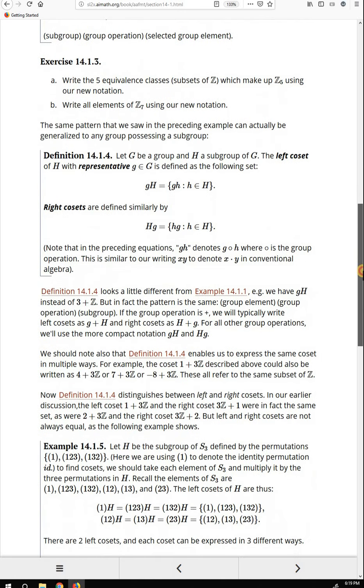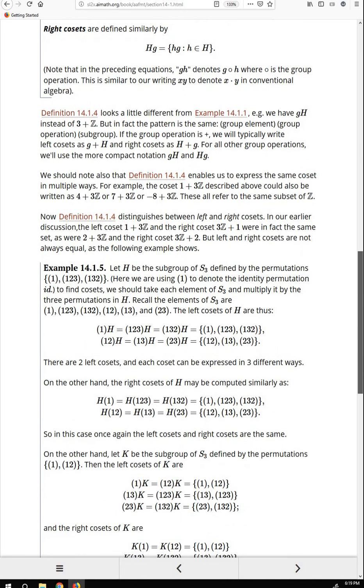All right. So here's another example, of permutations. Let's look at this one. I read this and I got confused. All right, so let's go through this then. Let H be a subgroup of S3. Now, S3 is all permutations of 3 things. How many are there? 6. Yes, 6.